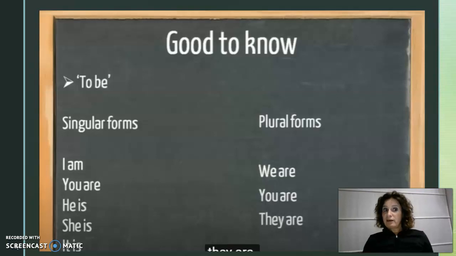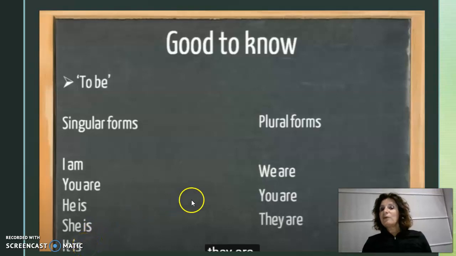But before starting, I think it's better if we revise the present simple of verb to be, because the verb to be is an important ingredient in the present continuous tense. So, let's see the singular forms. I am, you are, he is, she is, it is. And now the plural forms. We are, you are, they are. Do you remember them?